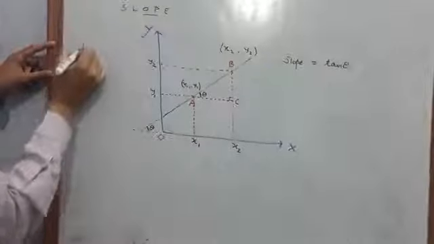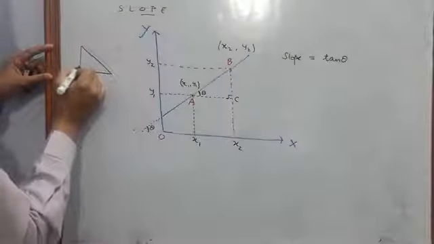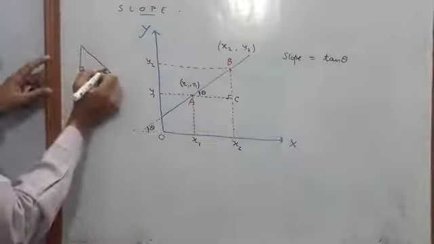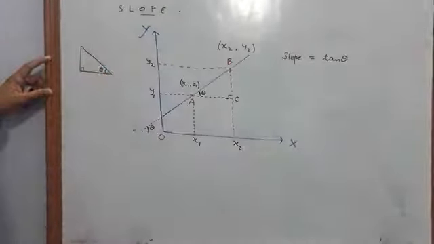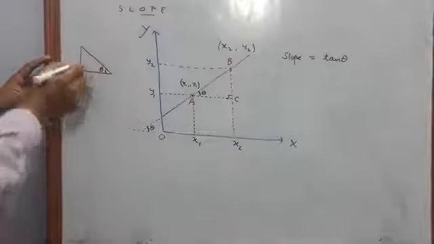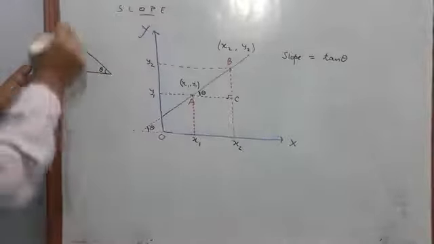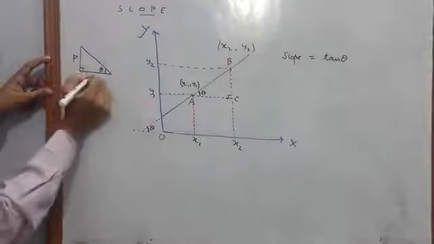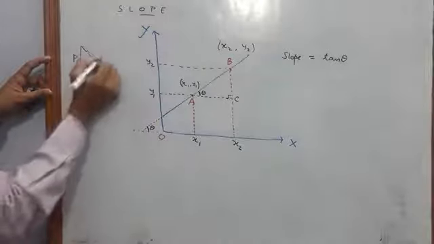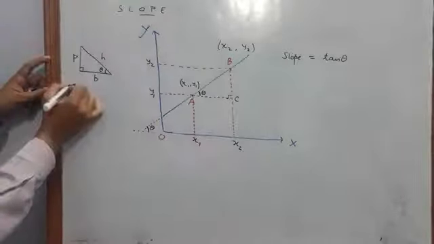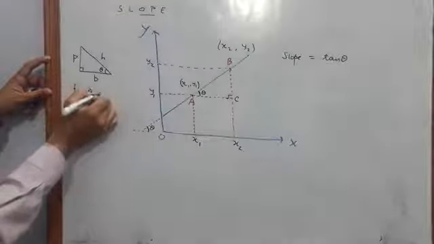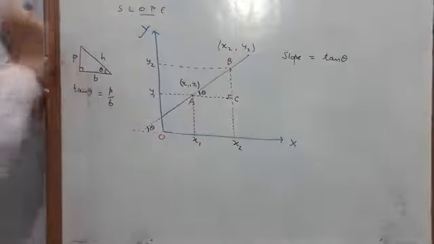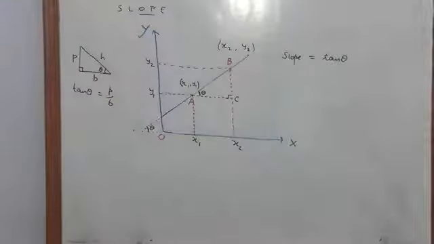Let me tell you separately. Suppose this is a right angle triangle, and in that right angle triangle I choose this angle as theta. Then you know, students, the side opposite to this angle is called perpendicular, I denote by P. This side is called base and the longest side is called hypotenuse. Tan theta, don't worry about the name, it is simply the ratio of perpendicular to base. So P by B is our tan theta.